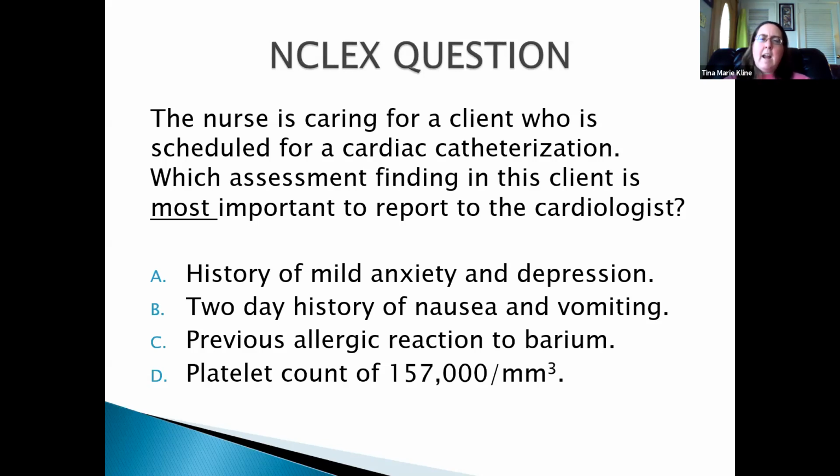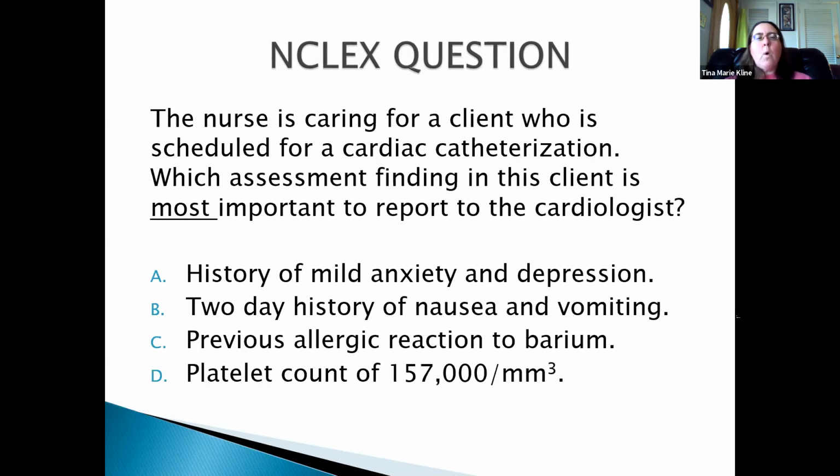History of mild anxiety or depression. Okay, that would be good to know, but is that the most critical thing? No. All right, 2-day history of nausea and vomiting. What are you concerned about if somebody has nausea and vomiting for 2 days? Okay. What are you concerned about? Throw it in the chat box. There we go. Electrolytes, fluid and electrolytes. Okay.